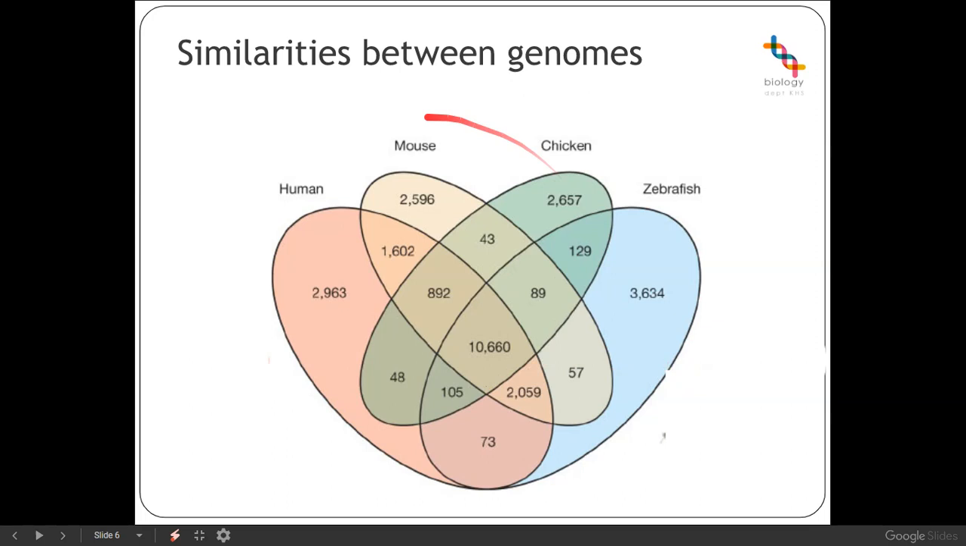So if we were to look at the conservation of different genome sections between a human, a mouse, a chicken, or a zebrafish, if we were to look at our human, it's got 2,963 unique genes, it's sharing 1,602 with just the mouse, 892 with a mouse and a chicken, 10,660 shared across all 4 species, and so on.